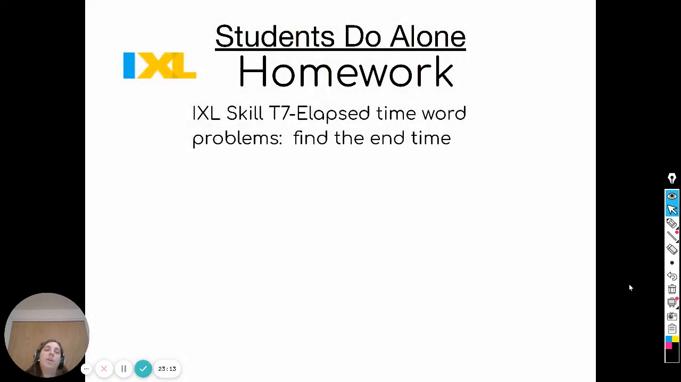Now we're at the part where you're going to be doing your homework alone. Okay, the IXL skill is elapsed time word problems, find the end time. So you're going to be doing word problems like we've been doing today. Go ahead and get started.